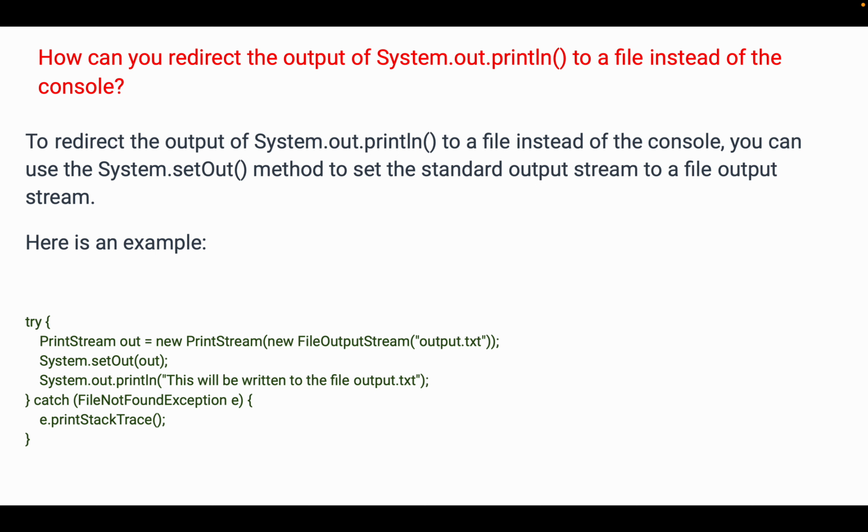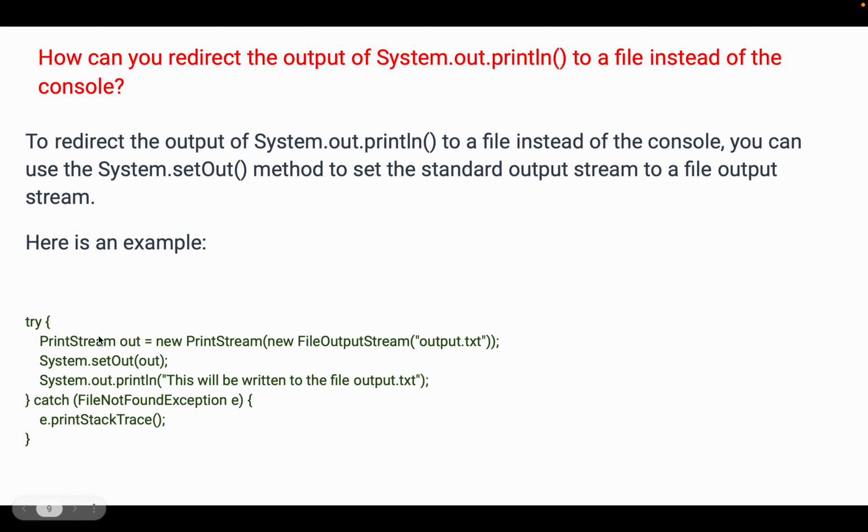So the next question is, how can you redirect the output of System.out.println to a file instead of console? Now the requirement is that whatever string we are passing to println, instead of printing to console, we want it to be written in a file. To redirect System.out.println to a file, you can use the System.setOut method to set the standard output stream to a file output stream. So here is the example.